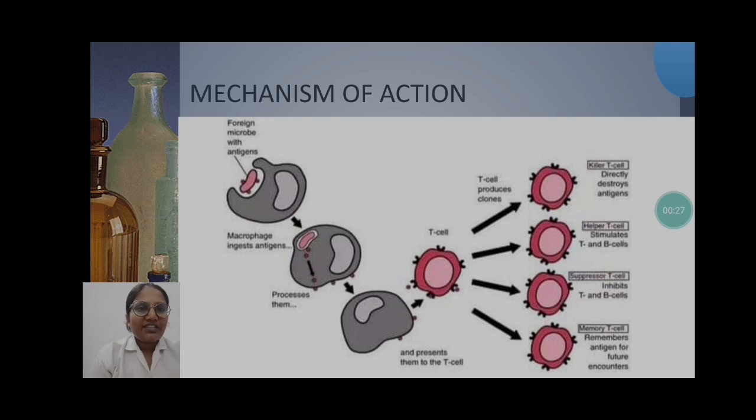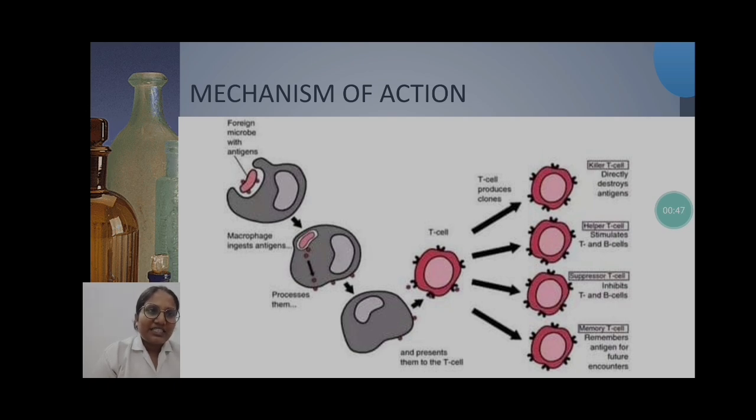Now we can see here that the target cell is being identified by the macrophages. Now the macrophage starts processing them and presents it to the T cell. This T cell starts the process of cloning and produces four different kinds of T cell, like the killer T cell, the helper T cell, the suppressor T cell and the memory T cell.